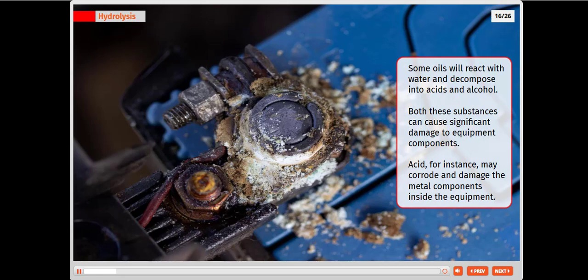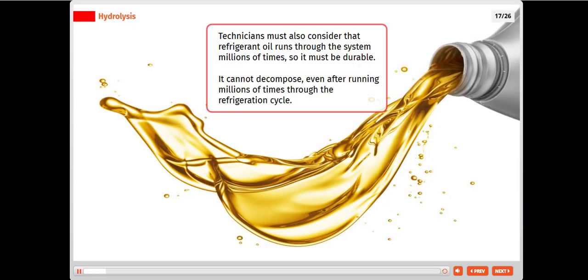Some oils will react with water and decompose into acids and alcohol. Both these substances can cause significant damage to equipment components. Acid, for instance, may corrode and damage the metal components inside the equipment. Technicians must also consider that refrigerant oil runs through the system millions of times, so it must be durable.